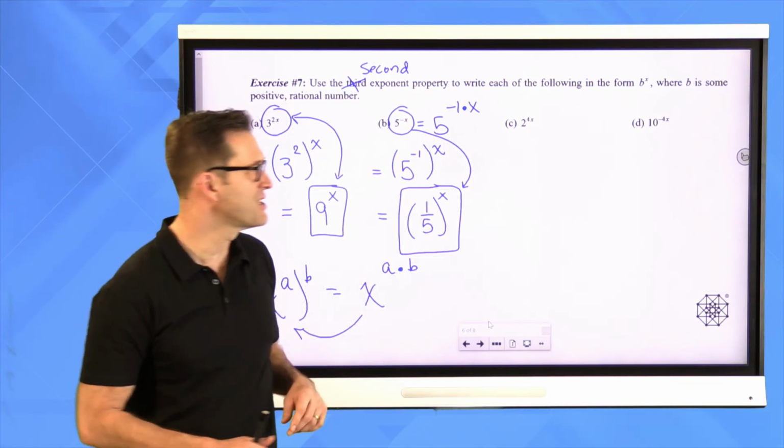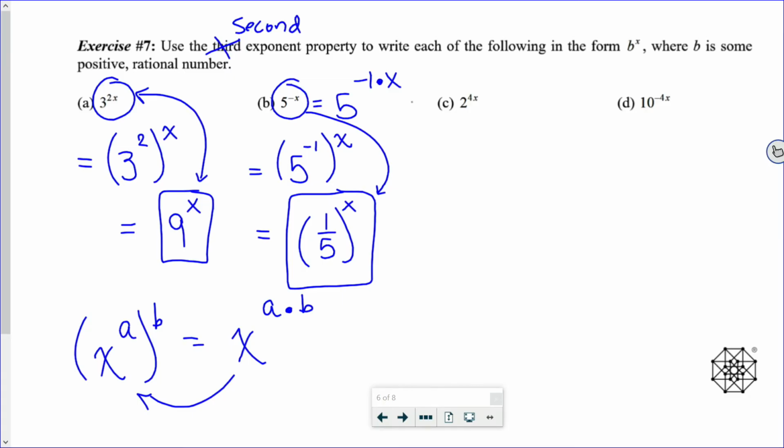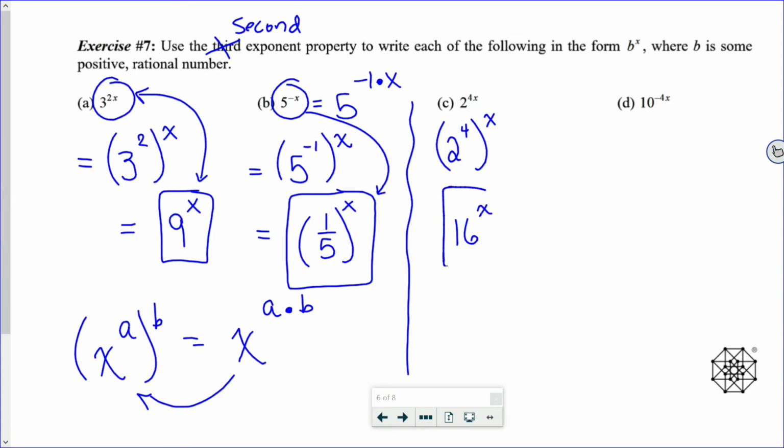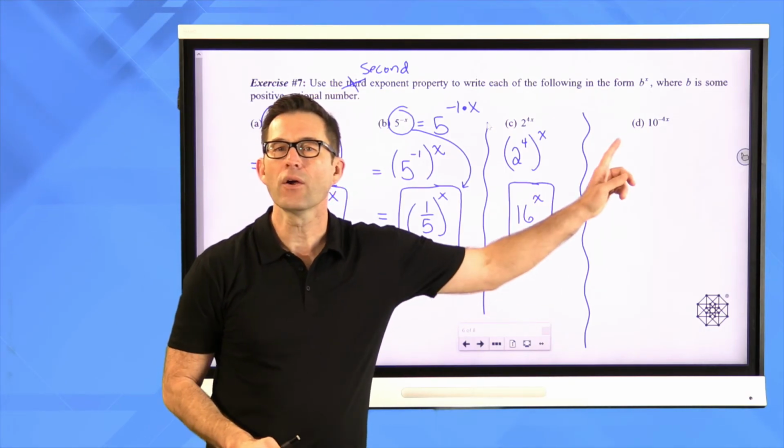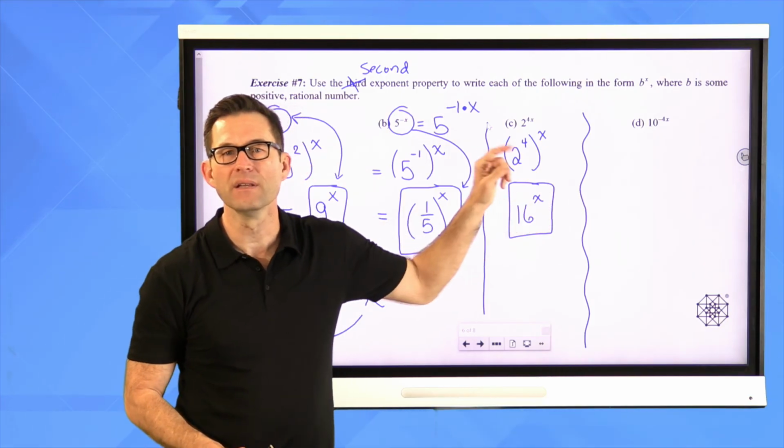All right, so letter C, I have 2 to the 4x. This is a little bit more straightforward of one. That's going to be the same as 2 to the 4th raised to the x. 2 to the 4, as we talked about earlier today, was 16. So 2 to the 4x is the same as 16 to the x. All right, simple enough.